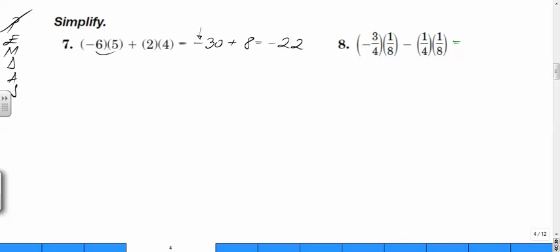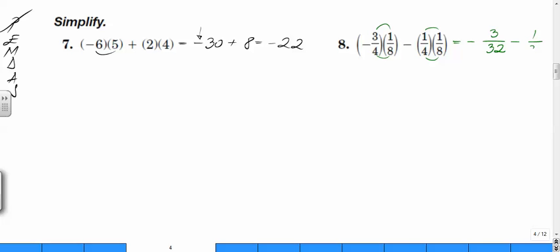3/4 times 1/8. Now, one is negative, one is positive. The answer will be negative. Do you guys remember the rule when you multiply two fractions? You multiply top times top, so it'll be 3 times 1, right? And that will be 3 over bottom times bottom, which is 4 times 8, and that is 32. Next one, minus. Same story, multiply top times top, which is 1, right? 1 times 1 is 1.